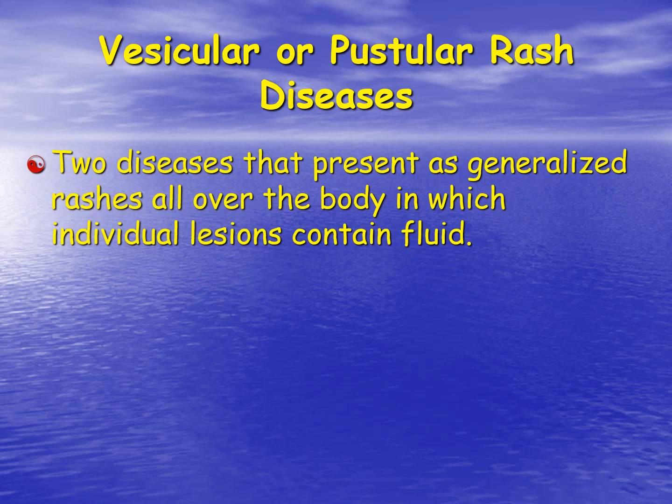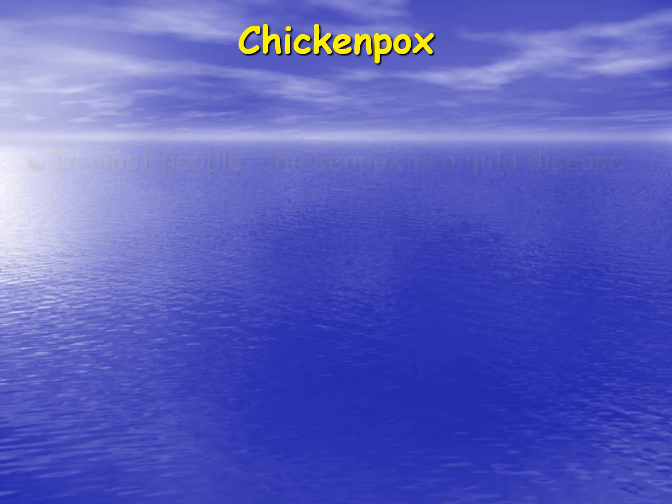Two diseases that present as general rashes all over the body, in which individual lesions contain fluid, are vesicular or pustular rashes. And these are actually known sometimes as pox lesions. And the two big ones are chicken pox and smallpox.